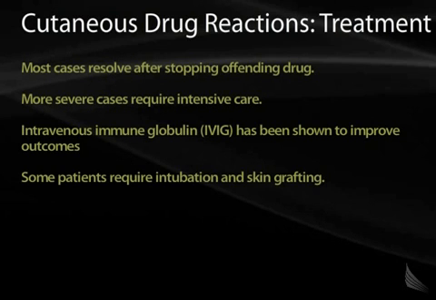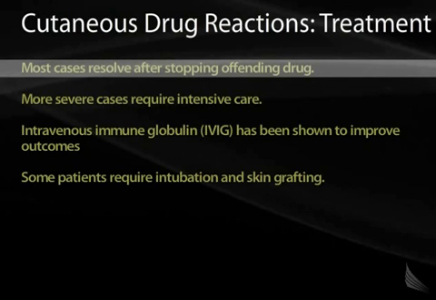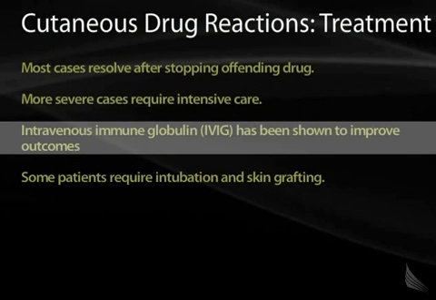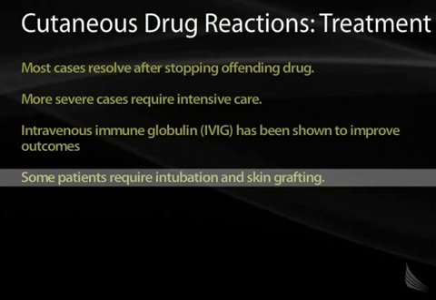The treatment for cutaneous drug reactions is always to stop the medications that are most likely causing the skin condition. Some severe cases will require intensive care. IVIG, or intravenous immune globulins, have been shown to improve outcomes in patients that have these severe drug reactions. Some patients will also require intubation and skin grafting.